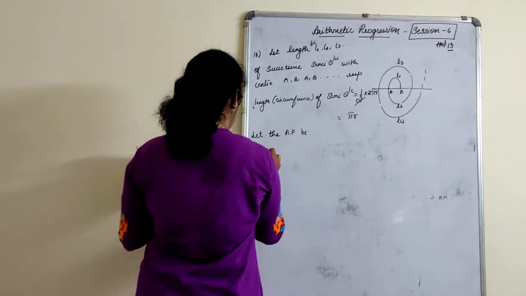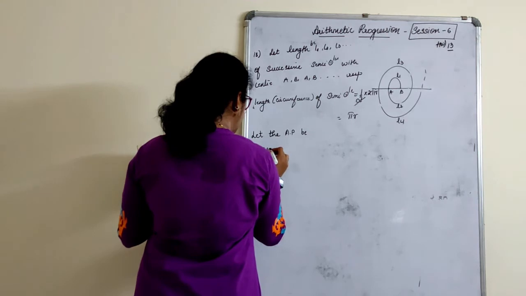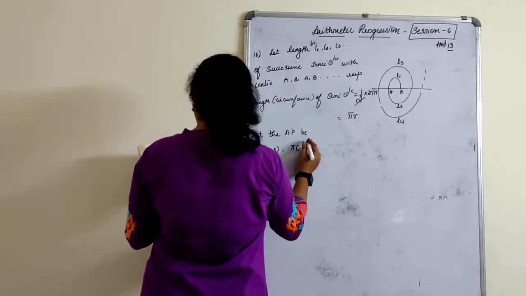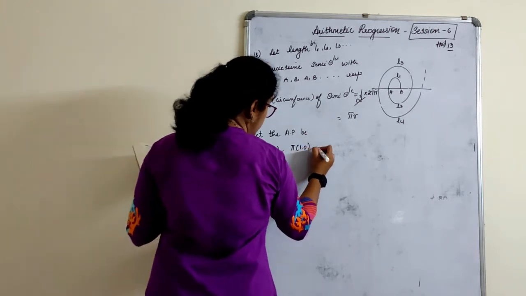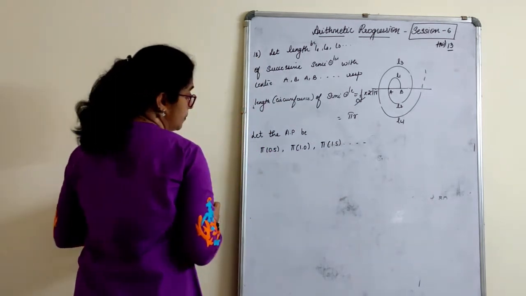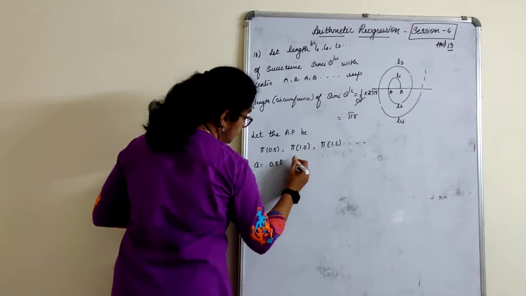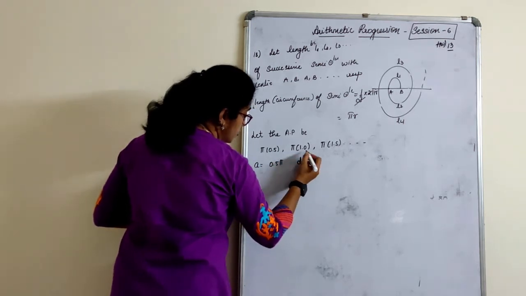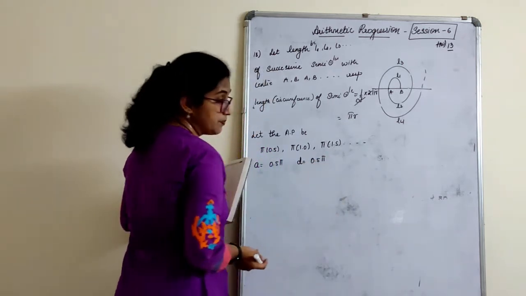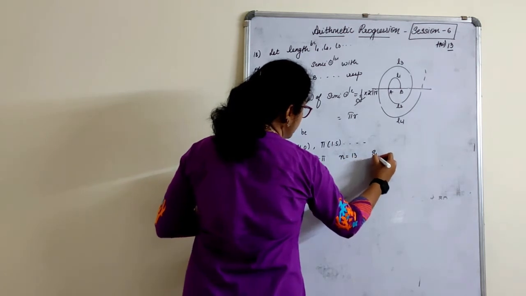So what is the first radius given? The first radius given is 0.5, so I will write pi into 0.5. The second radius given is 1. The third radius given is 1.5 and so on. Therefore, a is 0.5 pi and the common difference is 1 minus 0.5, which is 0.5 pi only. N is 13. We have to find S13.